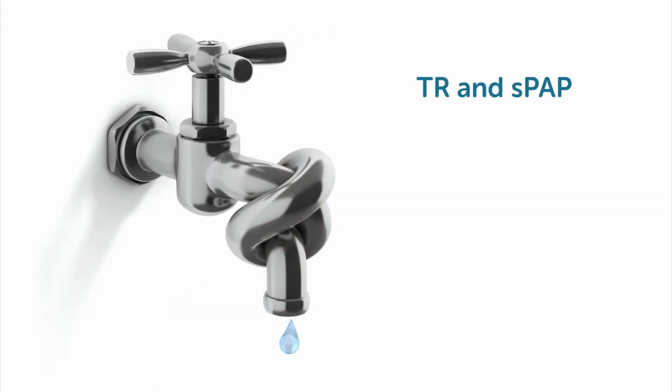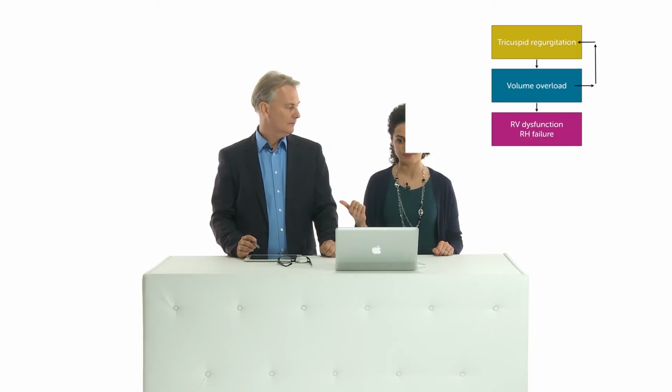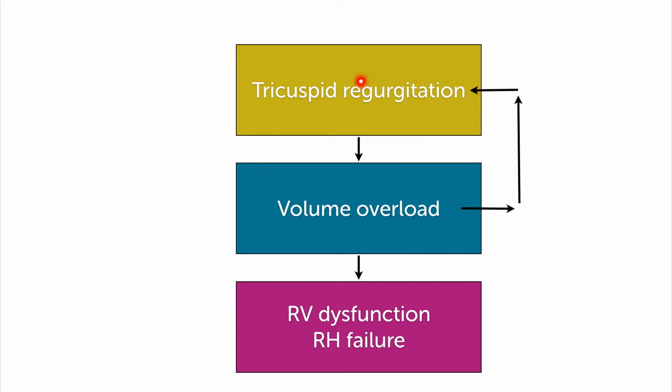When we assess the right heart chambers, we also have to look at tricuspid regurgitation and systolic pulmonary artery pressure. And you have to know that tricuspid regurgitation, volume overload, and right ventricular dysfunction are strictly connected. Tricuspid regurgitation, as a matter of fact, is itself a cause of volume overload. And when you have volume overload, this will increase the degree of tricuspid regurgitation, which will lead to volume overload again. So like a vicious cycle, you will end up with right ventricular dysfunction and right heart failure.